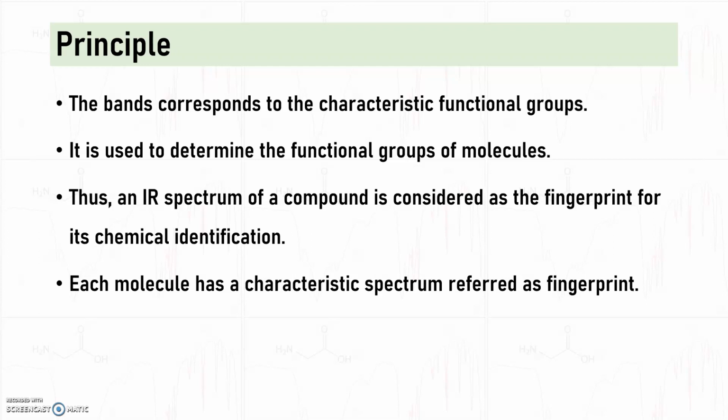This IR spectroscopy is very sensitive to determine functional groups within a sample, as different functional groups absorb different frequencies of IR radiation. Therefore, it is used to determine the functional groups of a molecule. Thus, an IR spectrum of a compound is considered as the fingerprint for its chemical identification. Each molecule has a characteristic spectrum called the fingerprint region.